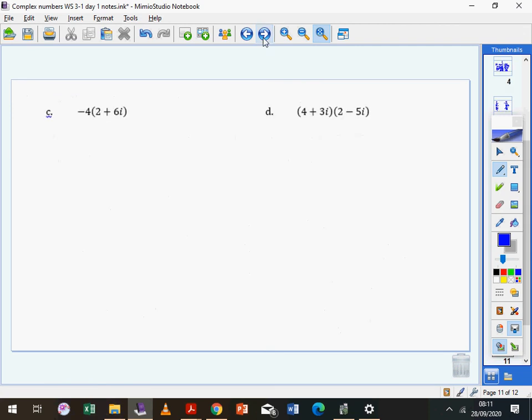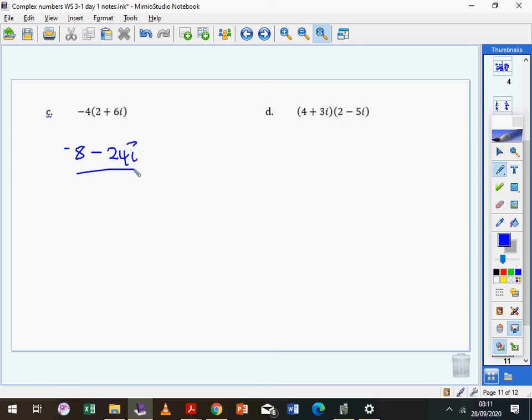Okay, work out this: negative 4 into 2 plus 6i. I just need to work this out like it's a normal FOIL. Negative 4 times 2 is negative 8. Negative 4 times 6 is negative 24i.